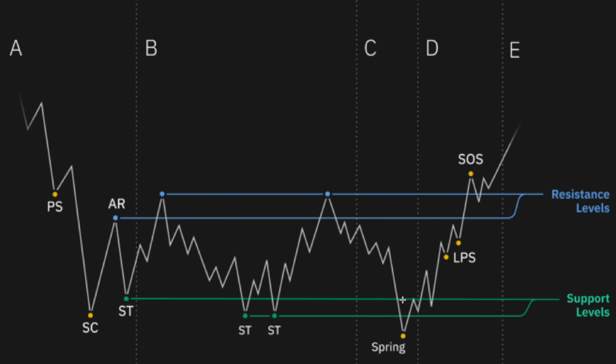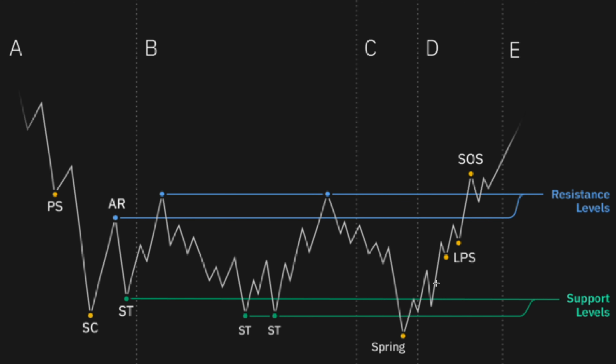While this is the ideal situation, you won't always get a spring in phase C. Sometimes it could just test this support level. If the support level is strong enough and the institutions just want to buy at this level, then it could just be a triple bottom, which is why retail methods do work sometimes. Sometimes a triple bottom will cause an up move. But that's phase C, and then on to phase D.